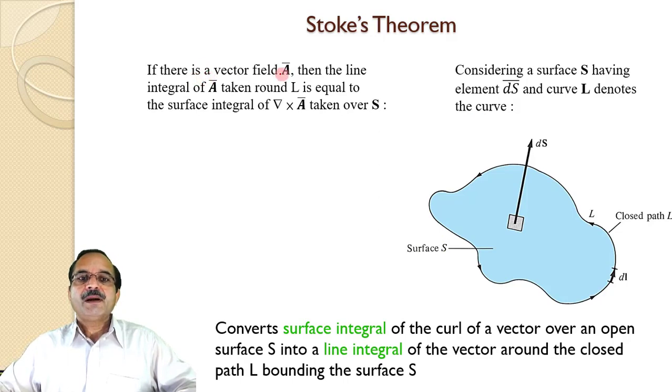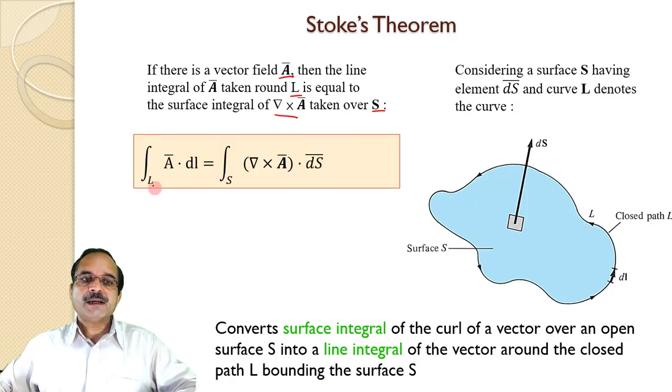If there is a vector field A, then the line integral of A taken around a closed contour L is equal to the surface integral of curl of A taken over the surface S. So mathematically this we represent as line integral of A taken around L is equal to the surface integral of curl of A taken over surface S. So this is the statement of Stokes theorem, which relates the line integral with surface integral.